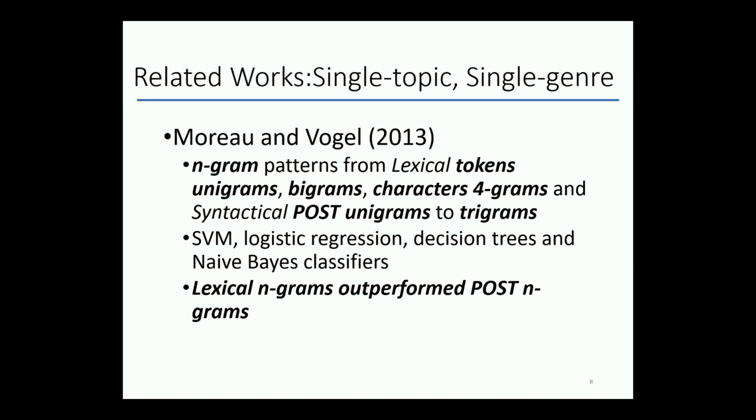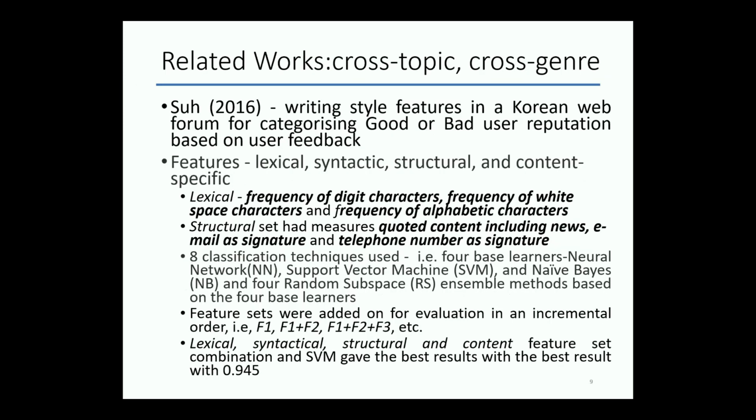Still on single topic, single genre, we looked at Mora and Vogel in 2013. They looked at n-gram patterns from lexical tokens, unigrams, bigrams, character four-grams, and syntactical POS unigrams and trigrams. Similarly, they used SVM, logistic regression, decision trees, and Naïve Bayes. They also found that lexical n-grams outperform POS n-grams. But, like we said, the writing style features that we are going to work on are for cases when it's cross-topic and cross-genre.